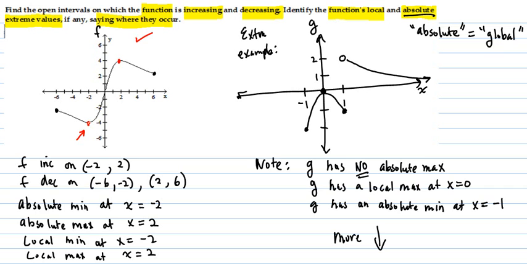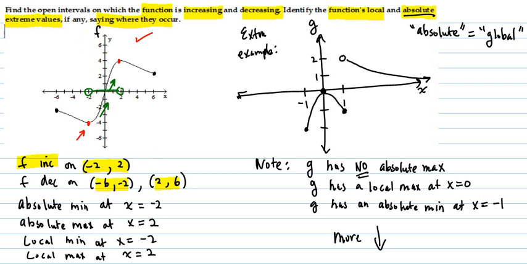at this -2, and we see that the function is increasing on -2 to 2. So the function was going up from -2 to 2 and here, and decreasing -6 to -2, and also decreasing on 2 to 6.